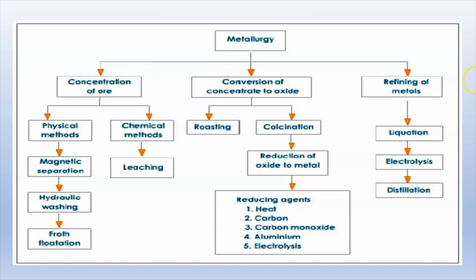In metallurgy, the main steps involved are concentration of ore, conversion of concentrate to oxide, and refining of metals. The ore can be concentrated by different methods, which may be physical or chemical. Leaching is the chemical method, whereas magnetic separation, hydraulic washing, and froth flotation are physical methods. The concentrate can be converted to oxide with the help of roasting and calcination. Reduction then converts the oxide to metal by using reducing agents, namely heat, carbon, carbon monoxide, etc.